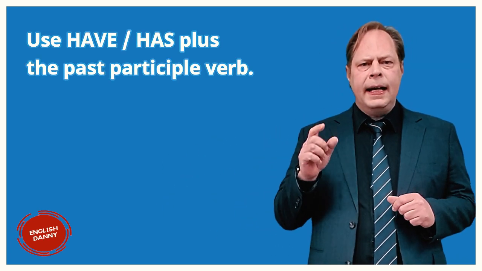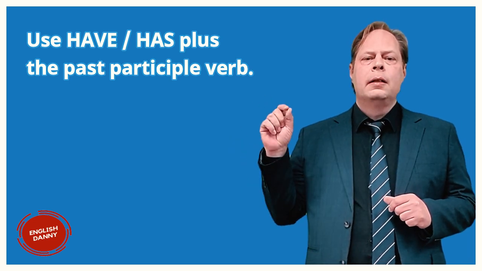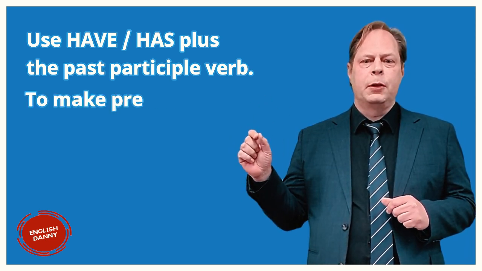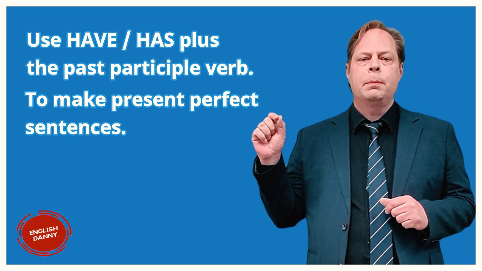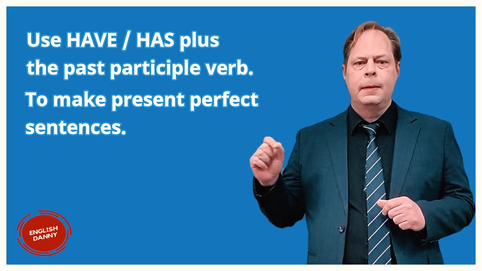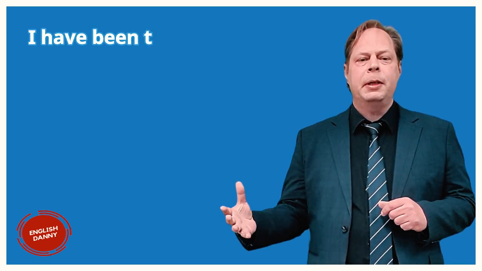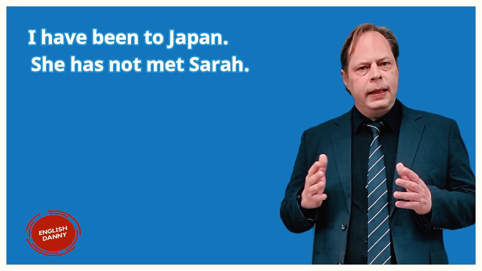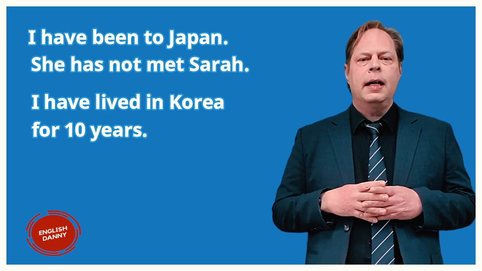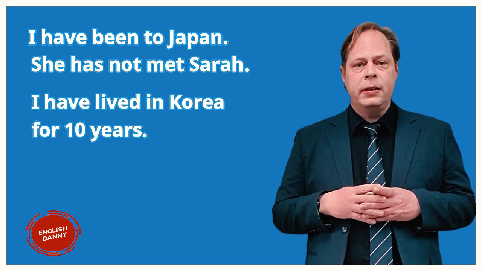We use have and has plus the past participle verb to make sentences in the present perfect tense. For example, I have been to Japan. He has not met Sarah. I have lived in Korea for 10 years.